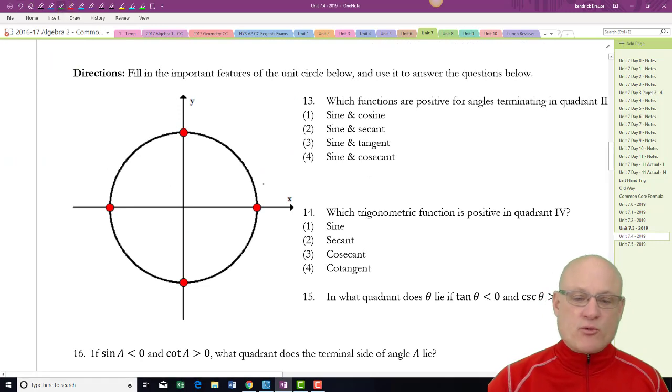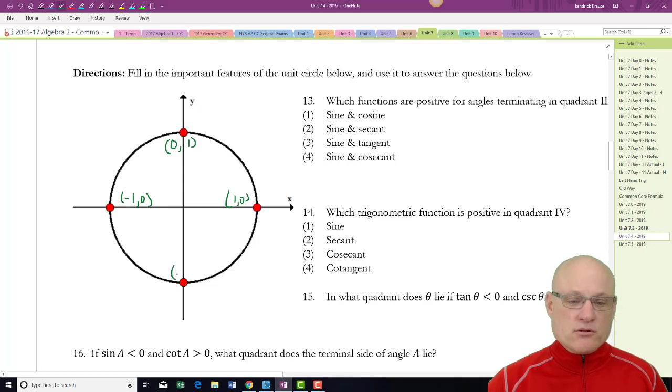So here, what we're going to start with is the points. (1, 0). (0, 1). (-1, 0). (0, -1). 0, 90, 180, 270, 360.